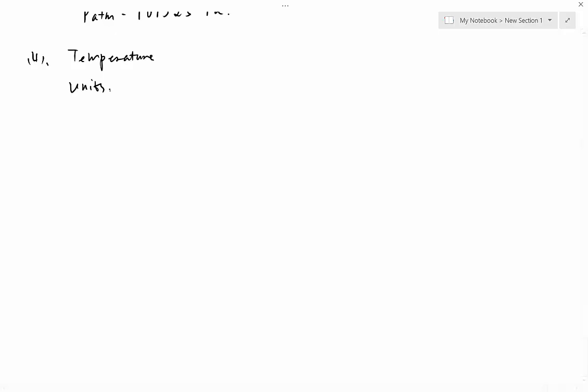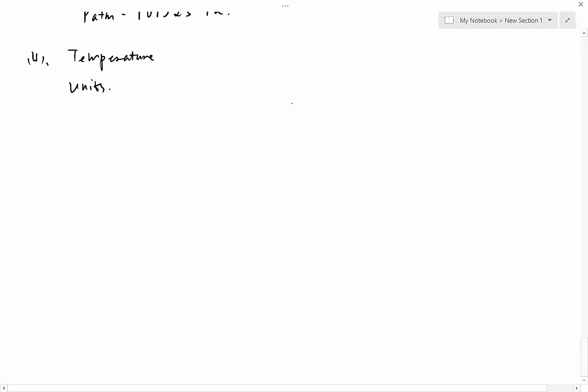Which one is the SI unit for temperature? The SI unit for temperature is not Fahrenheit, it is not Celsius. The SI unit for temperature is Kelvin. Kelvin is called the absolute temperature, meaning the lowest temperature in terms of Kelvin is 0 Kelvin. There's nothing below 0 Kelvin. Now let's take a look at how to convert the units.